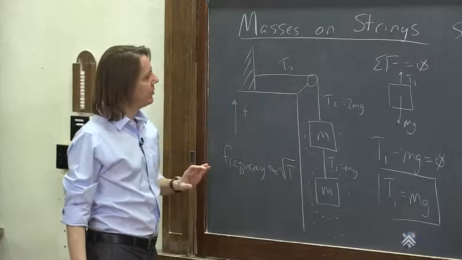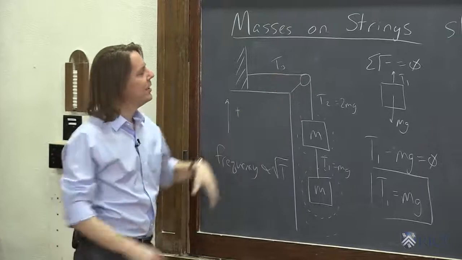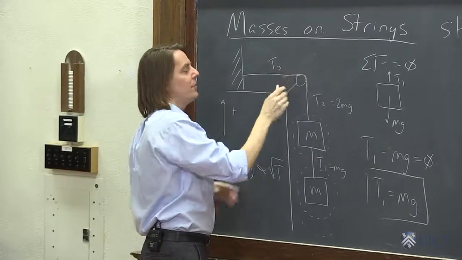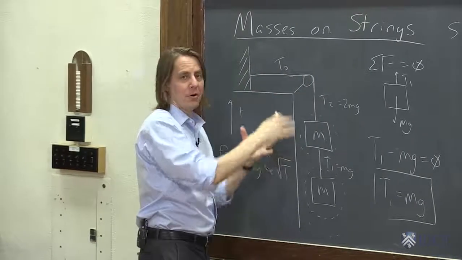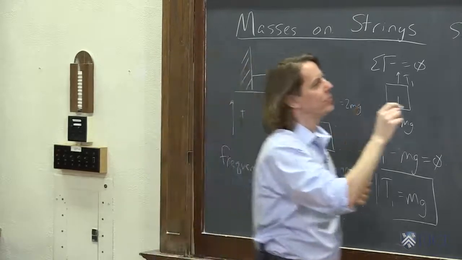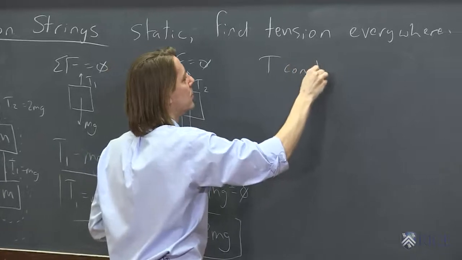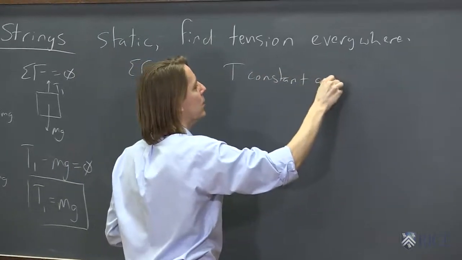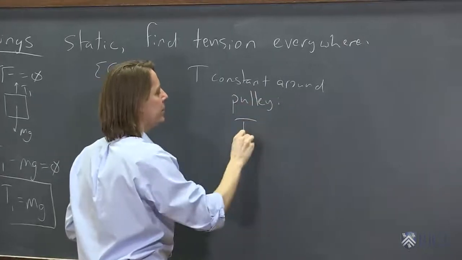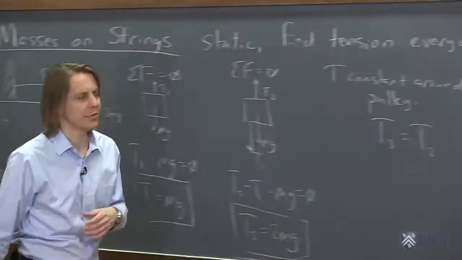T3 you could try to solve. Really, then you can apply the rules for strings because a pulley does not apply any force along the length of the string. Right? It applies a normal force so that the string doesn't fall. It holds the string up, but along the string direction it applies no force. So you can just say the tension is constant around the pulley. So then you can say T3 equals T2 in this case.